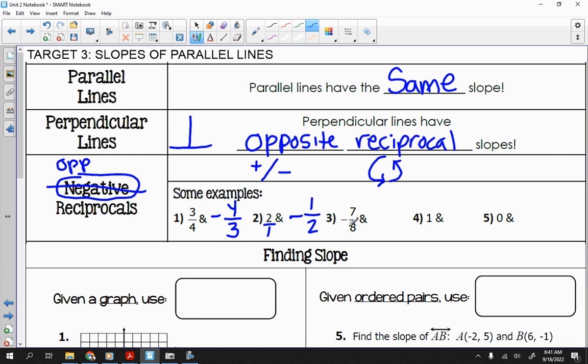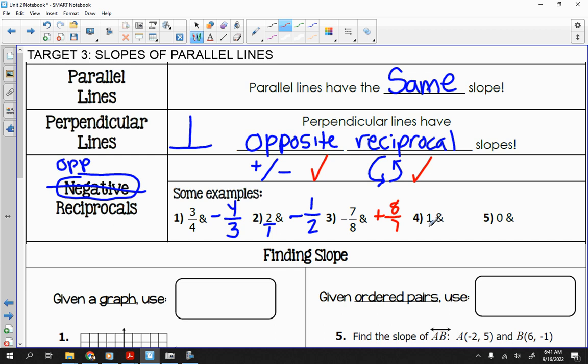What do we do if we're presented with this in number 3? It's already negative. So we just have to make it opposite. So our opposite reciprocal will be positive. And we have to flip the fraction. So it's going to be a positive 8/7. So you have to do both things. You have to change the sign and you have to flip the fraction. You have to do both. That's an and. You have to change the sign and flip the fraction. You have to do both.